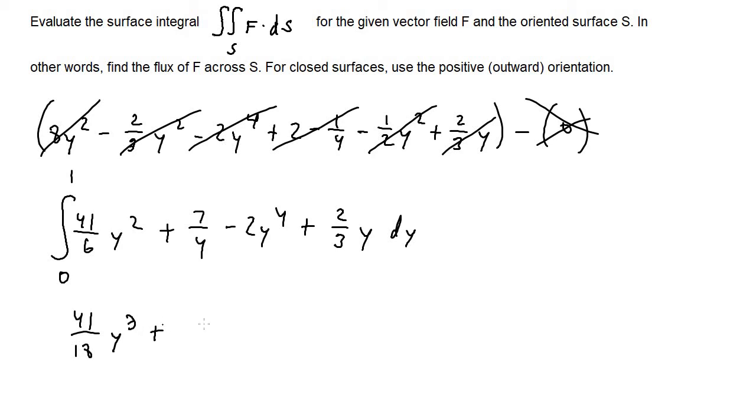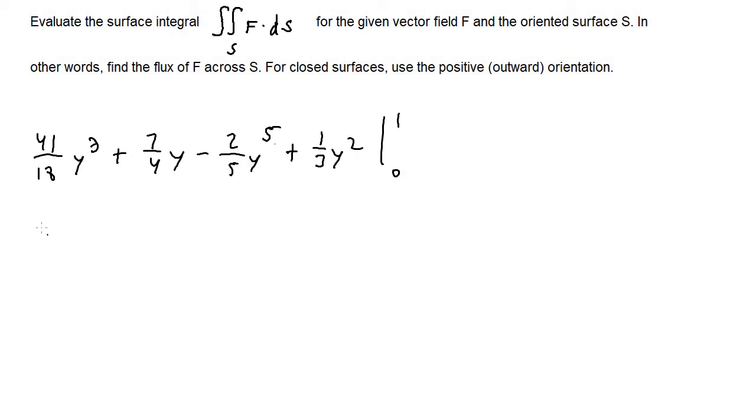integral of 7 over 4 with respect to y is going to be 7 over 4y, minus integral of 2y to the fourth, negative 2/5 y to the fifth, and then plus the integral of 2/3 y is going to be 2 over 6 or 1 over 3 y squared. So now let's go ahead and evaluate from the y bounds of 0 to 1.